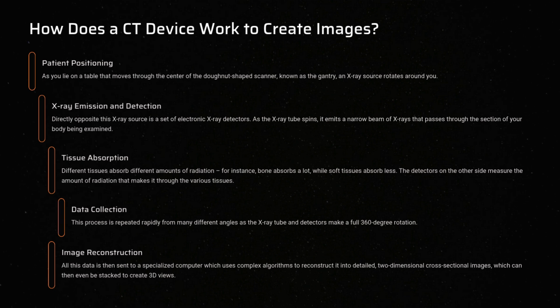This process is repeated rapidly from many different angles as the X-ray tube and detectors make a full 360-degree rotation. All this data is then sent to a specialized computer which uses complex algorithms to reconstruct it into detailed, two-dimensional cross-sectional images, which can then even be stacked to create 3D views.